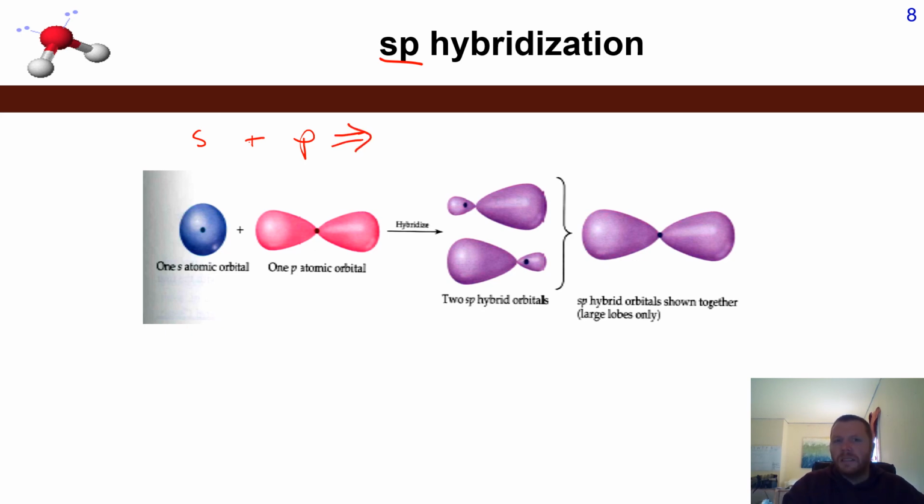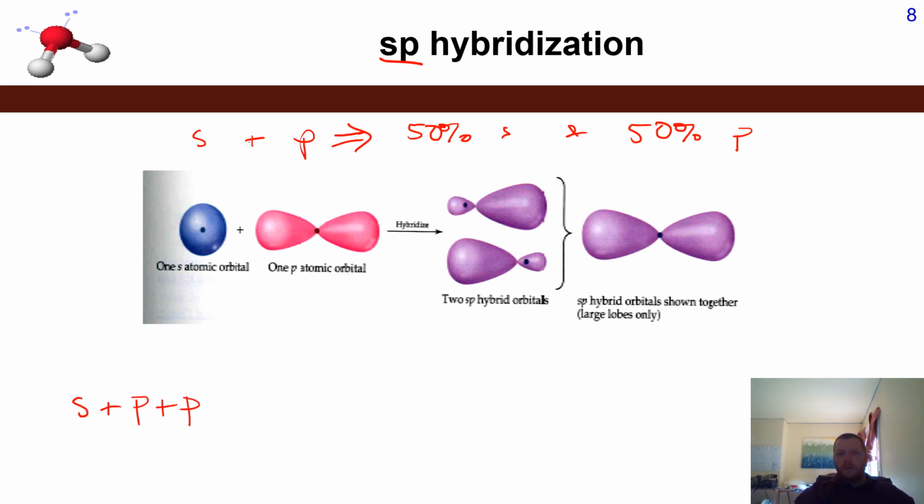So what that means is it's a hybrid orbital that is 50% s and 50% p. Okay? Now if you had something that was sp2 hybridized, well then it's s plus p plus p. That means it's approximately 33% s, approximately 67% p.